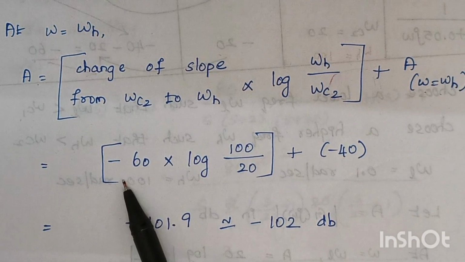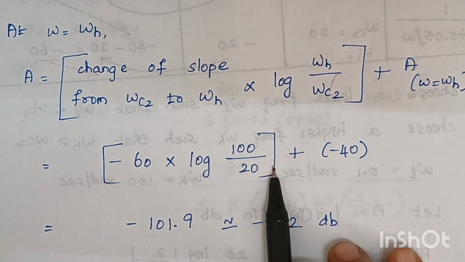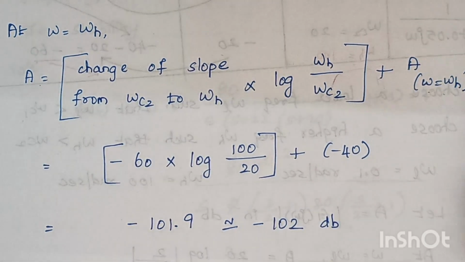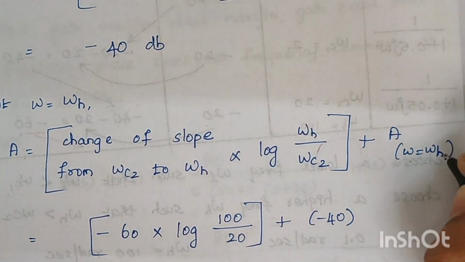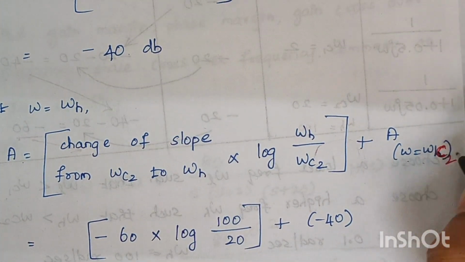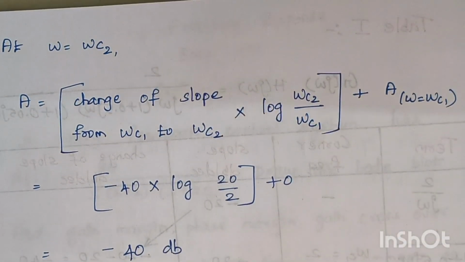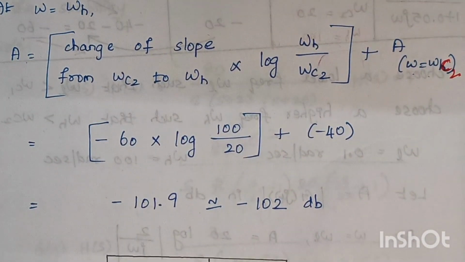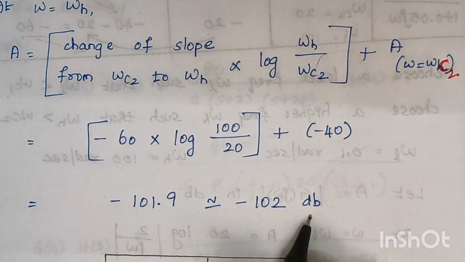So just substitute it here into log of omega H is 100 and omega C2 is 20, plus again what is the value of A when omega equal to omega H. So sorry, here omega equal to omega C2. So when omega equal to omega C2, what is the value? It is minus 40, right? So just substitute the values here. So finally we are getting the answer as minus 102 dB.